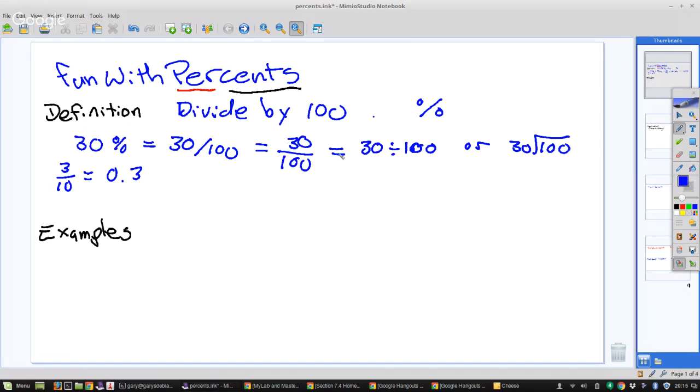Dividing by 100 is shifting the decimal point 2 places because there's 2 zeros. So the decimal was there, move it 2 places, it goes in front of the 3, is where I have it here. So 30% could be called 30 out of 100, or 3 out of 10, or as a decimal, 0.3. Long division is going to yield that decimal value right there.